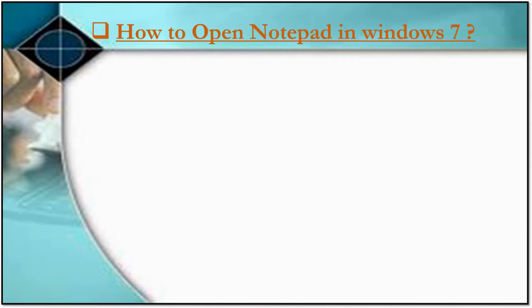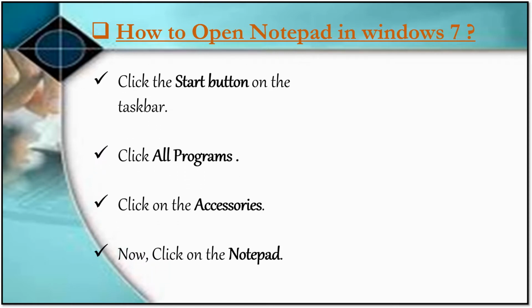Now students, first we are going to learn how to open the notepad. To open the notepad, there are two options given. First we will learn how to open the notepad in Windows 7. To open the notepad, first we go to the start button on the taskbar. Second, we click on all programs. Then we click on the accessories option. And in the last, the notepad option will come. So we will click on notepad. Like this, we will open the notepad program.